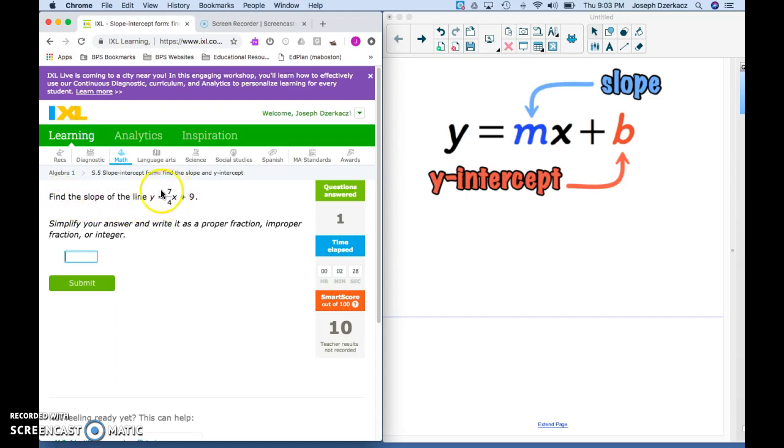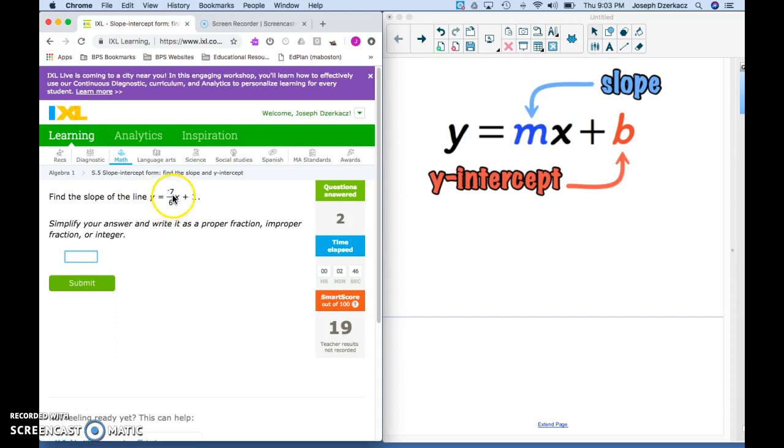All right, find the slope of the line. This is y equals 7/4 x plus 9. Well, slope, right? That's the number in front of the x. That is 7/4. Type that in, 7/4. Ba-bam.